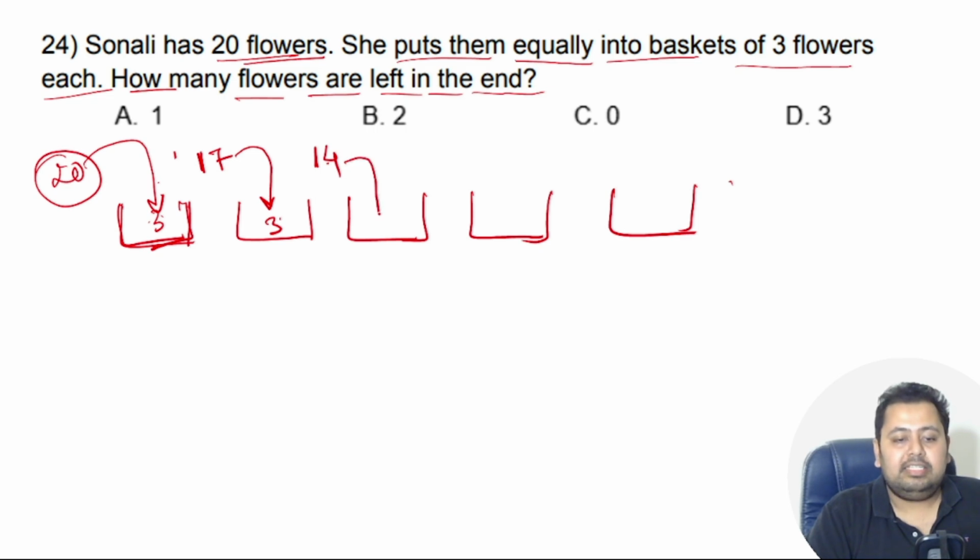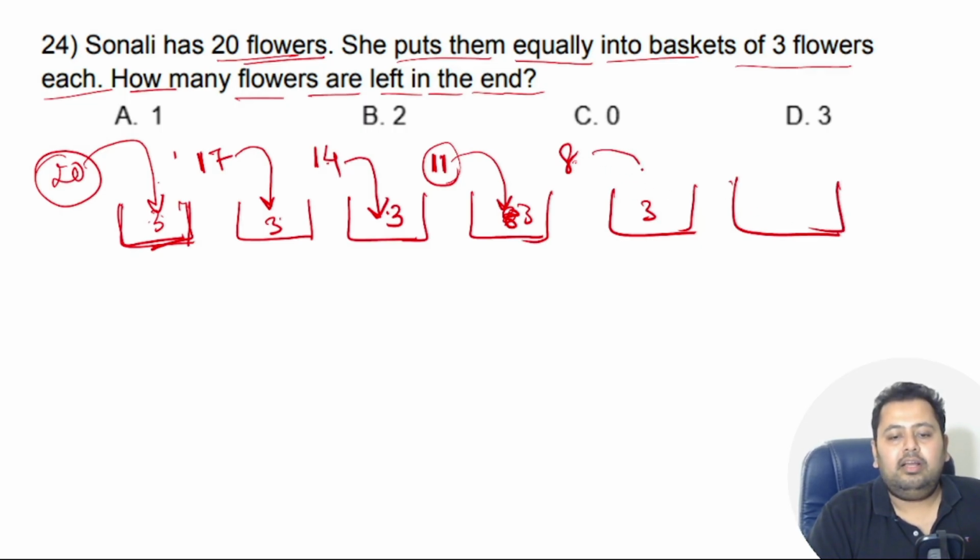Again, from 14 flowers that she has, she will put 3 flowers inside this. 14 minus 3 is how much? 14 minus 3 is 11, right? So she now has 11 flowers. After again putting 3 flowers over here, she will have only 8 flowers because she has put 3 out of 11 flowers. So again, she'll put 3 flowers over here. After putting 3 flowers over here, how many flowers she has is 8 minus 3, that is 5.